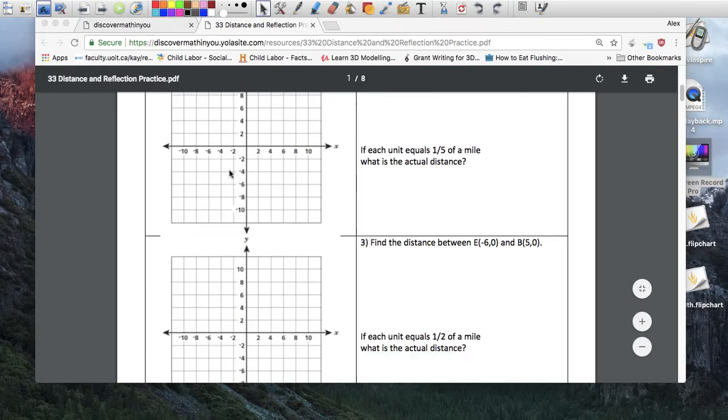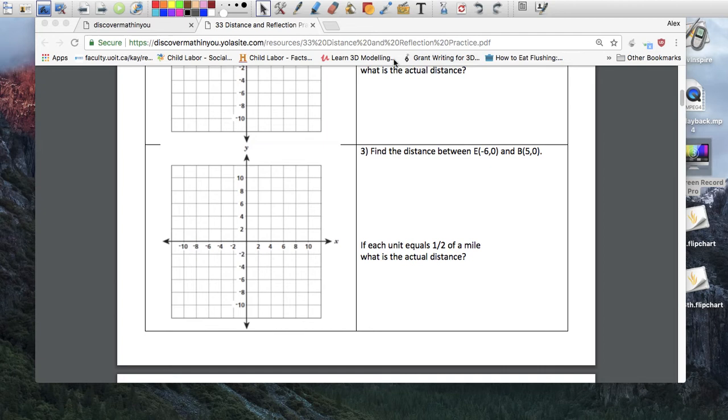Yep, I am recording. Find the distance between (-6, 0) and (5, 0). -6 and 0 is right here. I'll call that E. And 5 and 0, we'll call right here between 4 and 6. Okay, that's point B. Okay, what's the distance between E and B? Again, I'm going to find the absolute value. How far is point E to the y-axis, and how far is point B to the y-axis? I'm going to add these 2 parts.